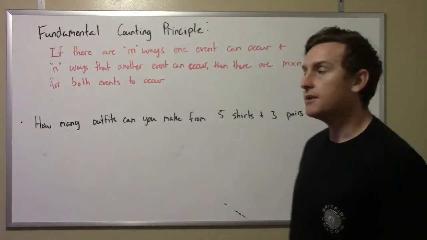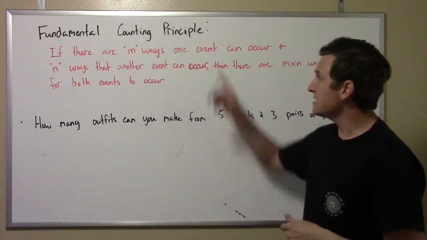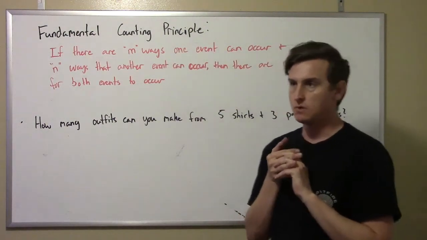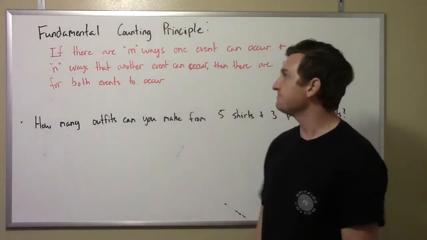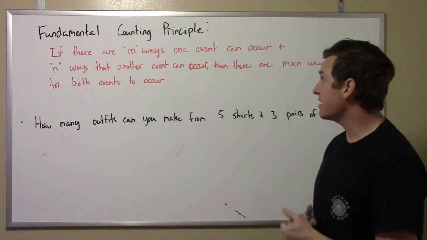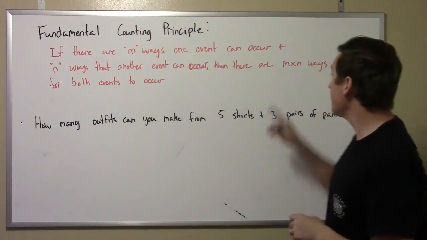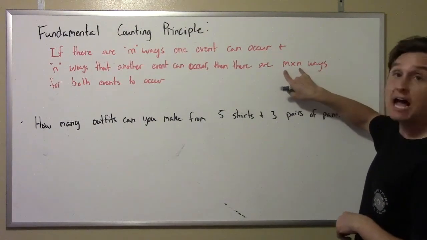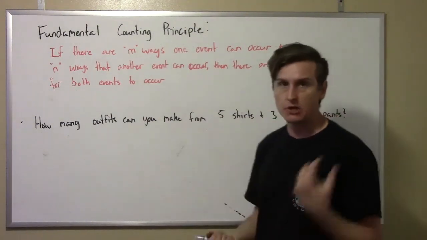Hey guys, another key concept for today is the fundamental counting principle, which is in your book in section 10.1 if you want to look it up. But this is what it says. If there are m ways one event can occur, and n ways that another event can occur, then there are m times n, so that's not an x, it's a multiply, m times n ways for both events to occur.